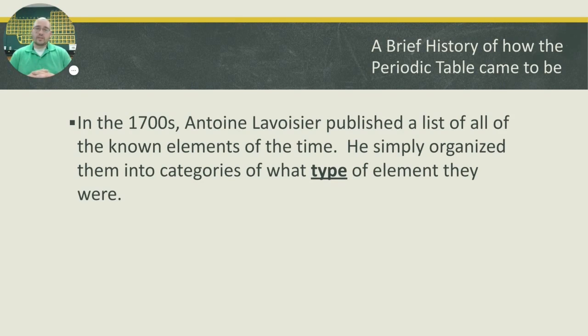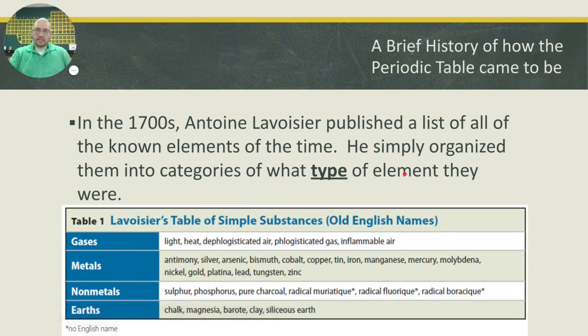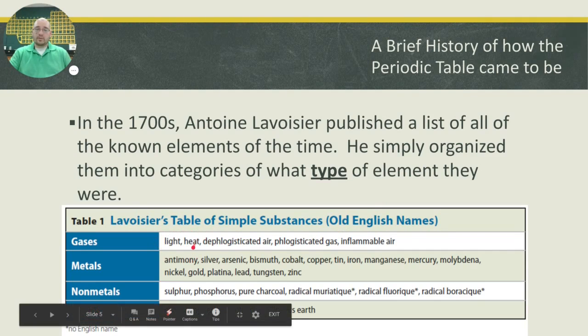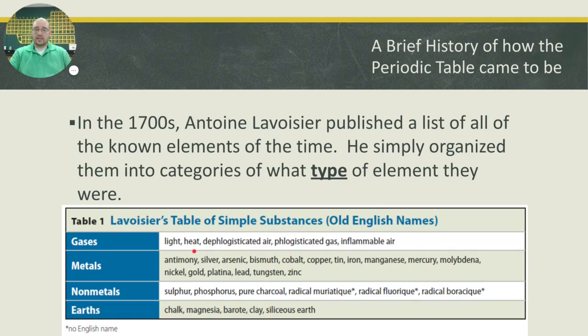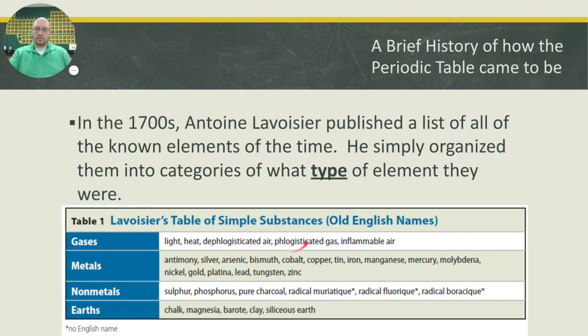But at the time that Lavoisier published his list, there weren't that many elements known, and he just separated them into different types. So he had gases, metals, non-metals, and earths. And I just love the names that they have here. Light and heat. They thought they were gases. We now know that light and heat are energy and not gases. Dephlogisticated air. That's just a fun word to say. Dephlogisticated. And then phlogisticated gas and inflammable air. I looked up once what we call those now, but I can't remember off the top of my head.